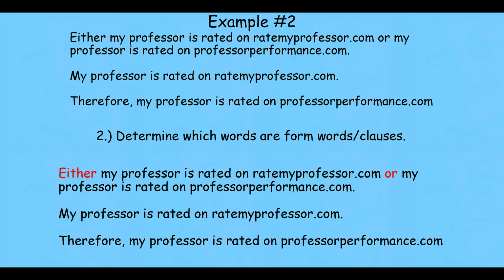So here's what I got when I identified the logical form words using that list of propositional logical form words. Either my professor is rated on ratemyprofessor.com or my professor is rated on professorperformance.com. So now I see that this is the disjunctive syllogism. That first premise is a disjunction. So I'll keep those logical form words and then I'll substitute in capitalized letters for the content phrases, in this case for individual statements within the argument itself.